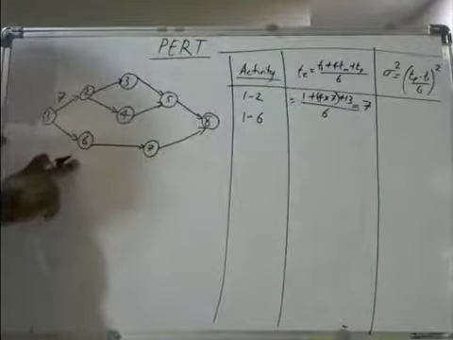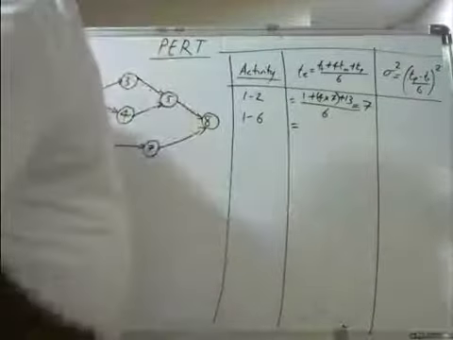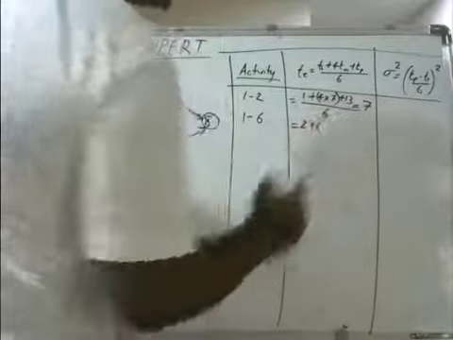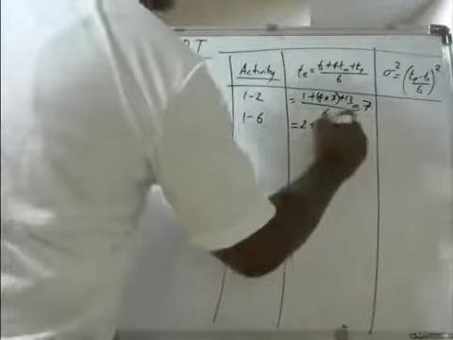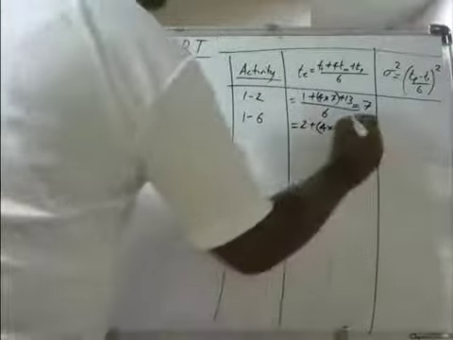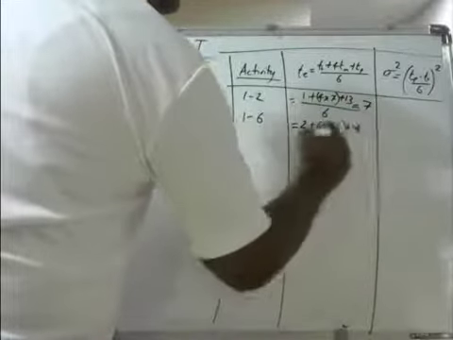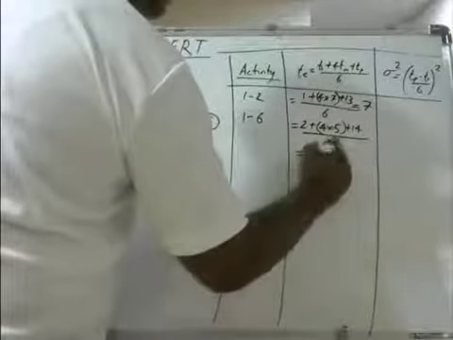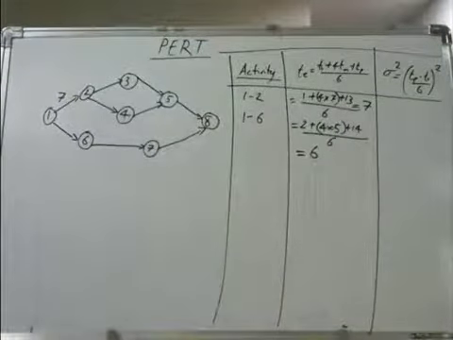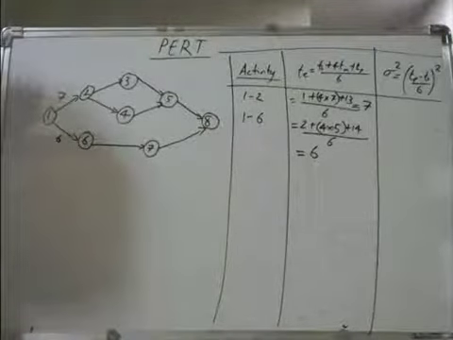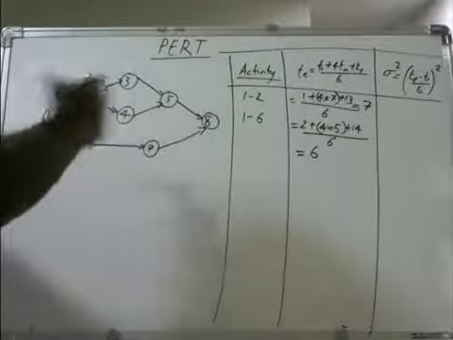For the second activity, that is 1 to 6, the time estimate you want to find out. First is T0, that is 2, plus 4 into 5, 5 is your TM, plus 14, 14 is your TP, divided by 6. How much will you get? That is 6. So from 1 to 6, you are getting 6. Similarly, you should start doing this for all other activities.